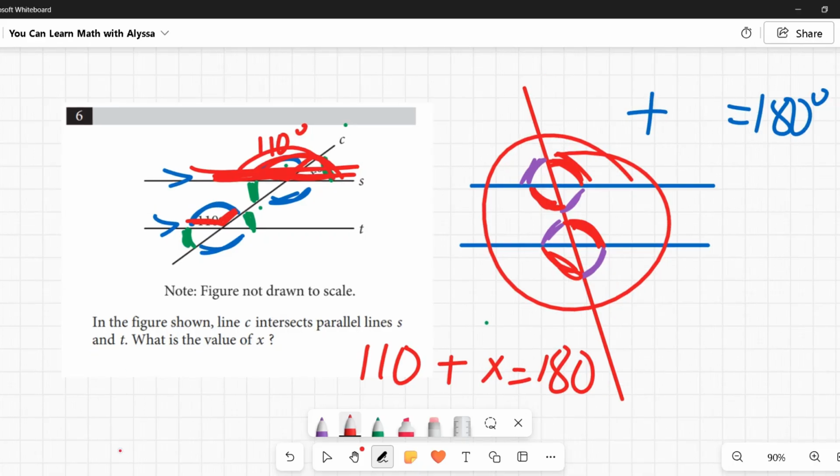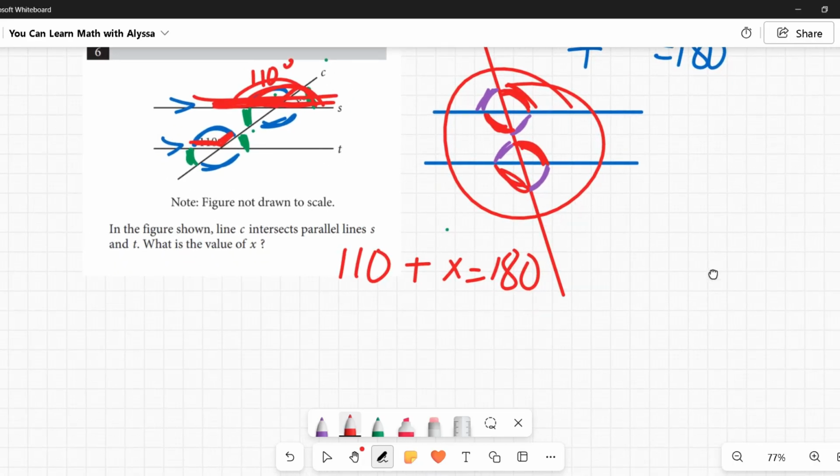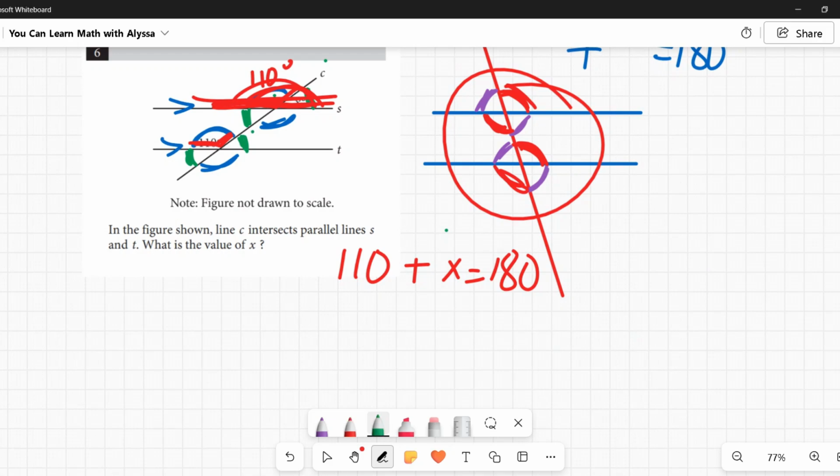So if 110 plus X equals 180, then to solve for X, I need to subtract 110. I'm doing the opposite. Since 110 is being added, now I'm subtracting. And when I do that to both sides, I am left with X on the left and 180 minus 110, or 70 on the right. So X is 70. And that is my answer.